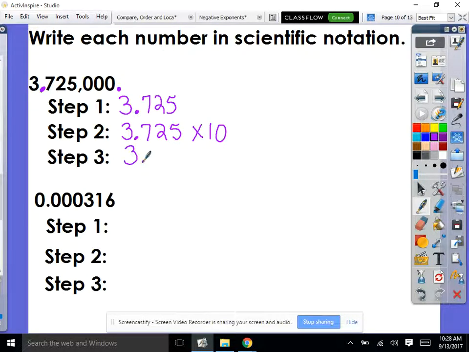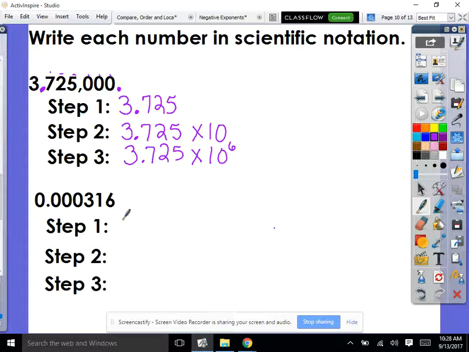So we keep our 3.725 times 10, and we moved that decimal, how many digits are between? We have 1, 2, 3, 4, 5, 6. And our original number, 3,725,000, is greater than 1. Therefore, our exponent is positive.